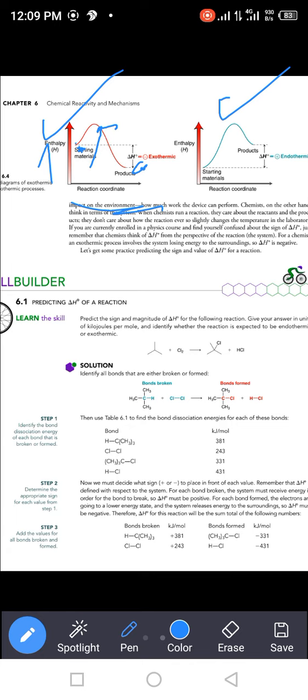Just like that, if a person wants to climb up a hill, definitely the person requires some amount of energy. The same is the case here. Reactants have to travel to reach the top of the hill. They have to absorb energy, and when they reach the top of the hill, the transition state, they convert into products. So this is called the exothermic reaction.